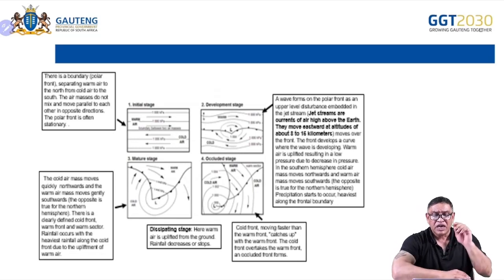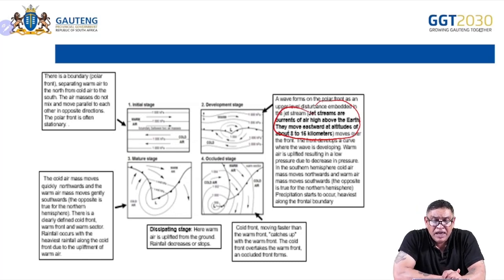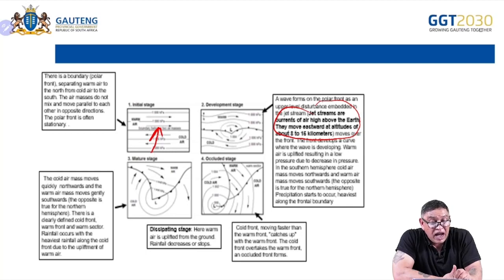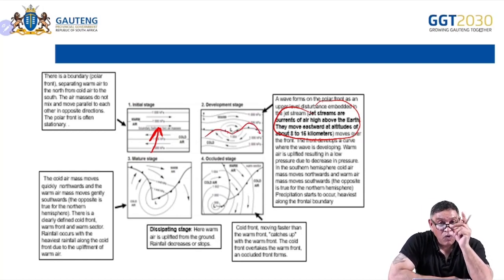Now, jet streams are currents that are found high above the earth, and they move easterly at altitudes of 8 to 16 kilometers. So if you have your front and they blow at heights, what's going to happen to the front? It's going to curve. So that's your jet streams that will form.